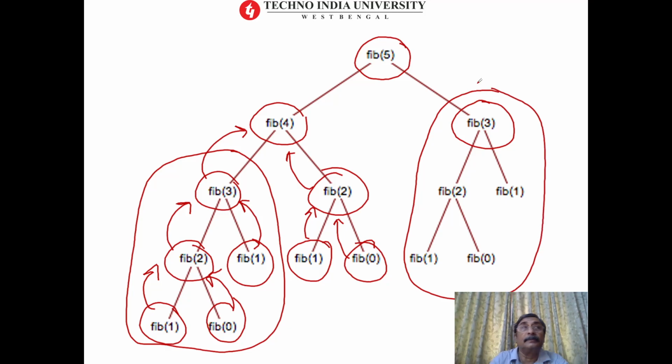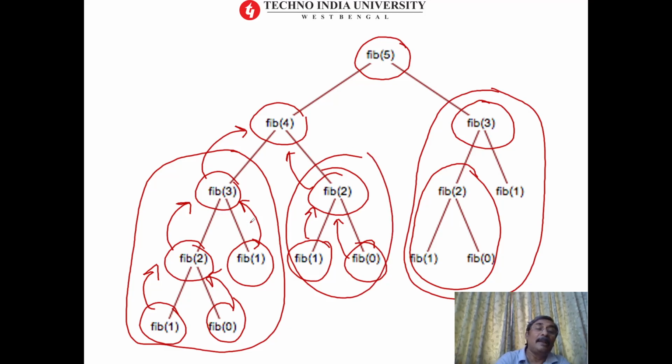So the point is, I am doing much more computation just because I did not remember that fib3 returned me something. Not only that, just see this fib2 is actually here, here, and here, 3 times. So if I have fib 11, fib 100, such duplications will be exponential.